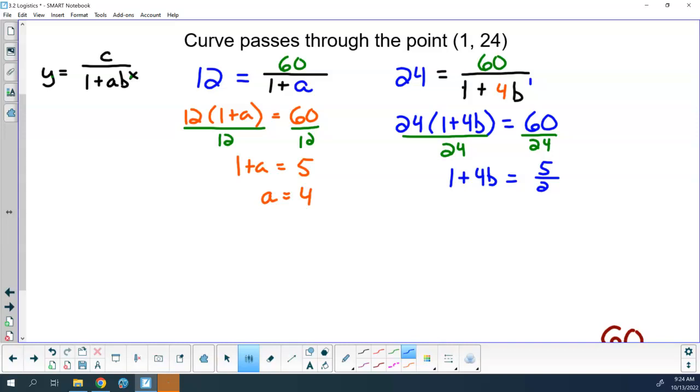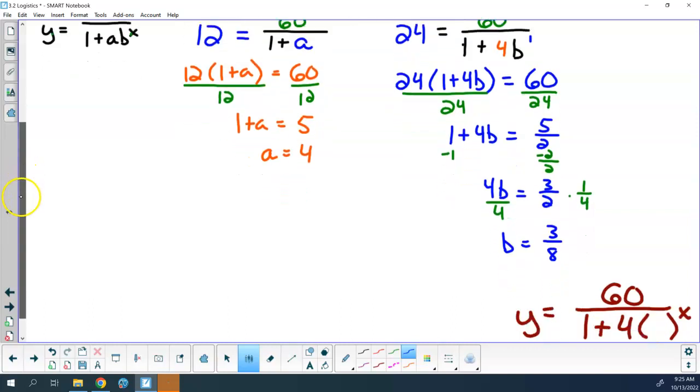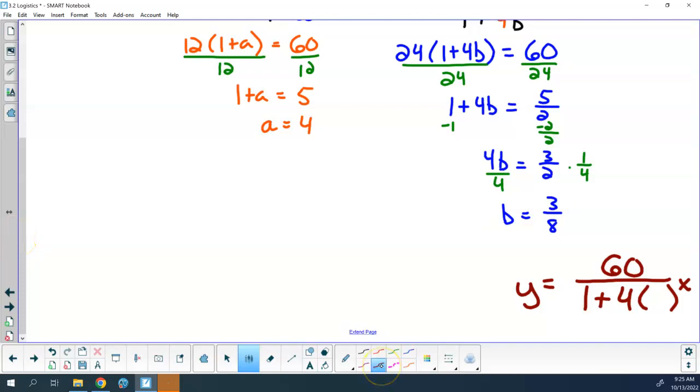Divided by 12 is 5. 24 divided by 12 is 2. Now what? Subtract 1. But when I subtract 1, I'm really subtracting 2 halves. So that's going to be 4b equals 3 halves. Dividing by 4 is the same as multiplying by 1 fourth. So that's going to give me b is 3 eighths. So our logistic function for this exact scenario looks like that.